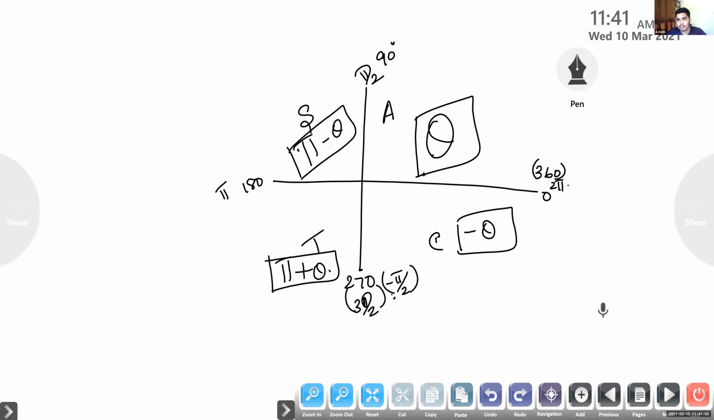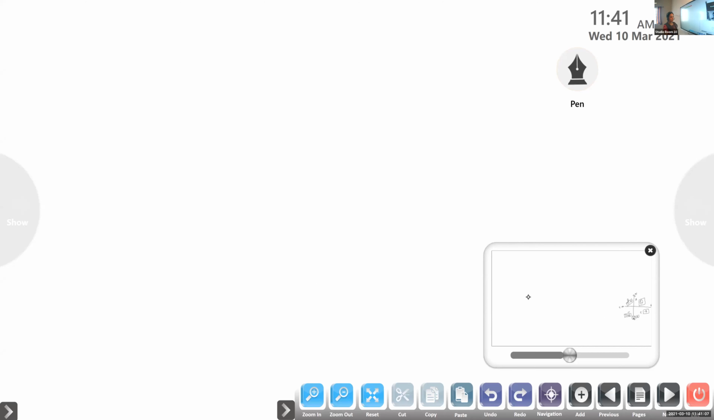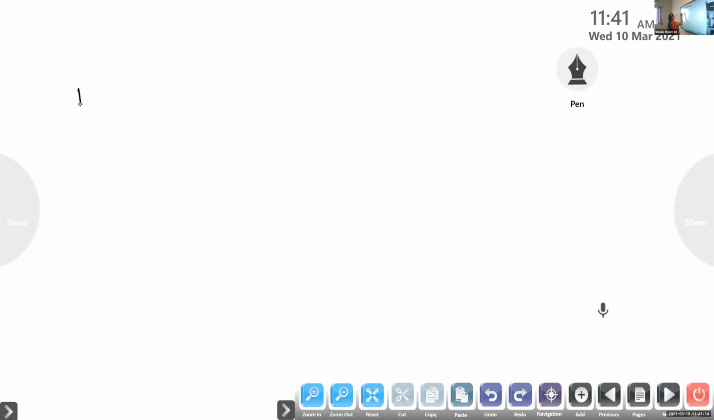Now write the question. Find the principal value branch of the following. Under that, first question: sine inverse of 1 by root 2. We want to find the principal value of sine inverse of 1 by root 2.